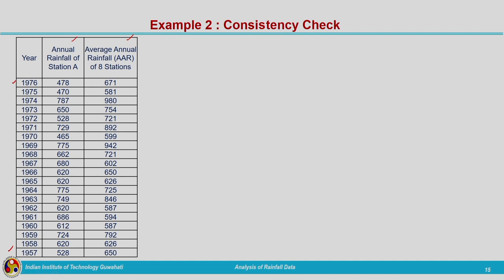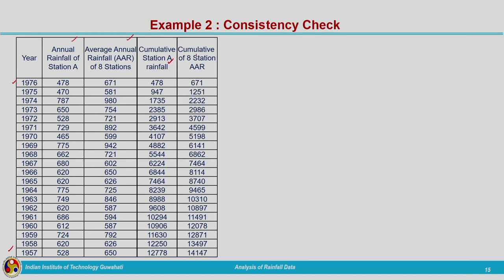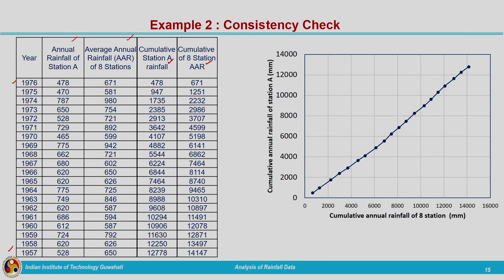After that, we need to draw the double mass curve. We are plotting the cumulative rainfall at station A versus the cumulative average rainfall from the neighboring stations. So we need to calculate the cumulative rainfall corresponding to station A and also the cumulative of the 8 neighboring stations. Then we will be plotting the double mass curve. Along the y-axis, we have the cumulative annual rainfall from station A, and along the x-axis, we are plotting from the neighboring 8 stations. Units can be in centimeters or millimeters depending on your convenience. Now we will look at the graph to see whether there is any observable change in the slope.